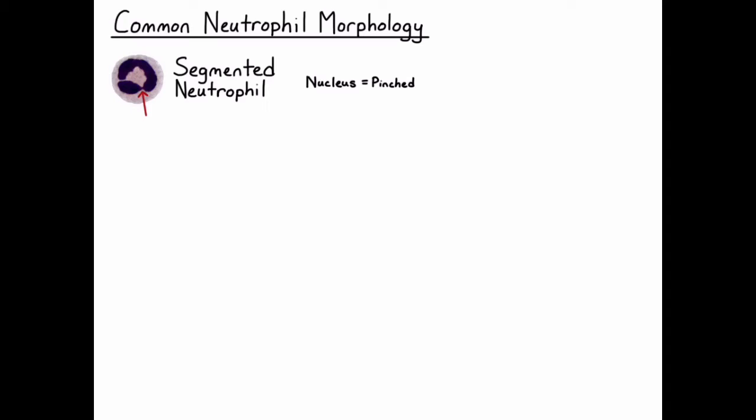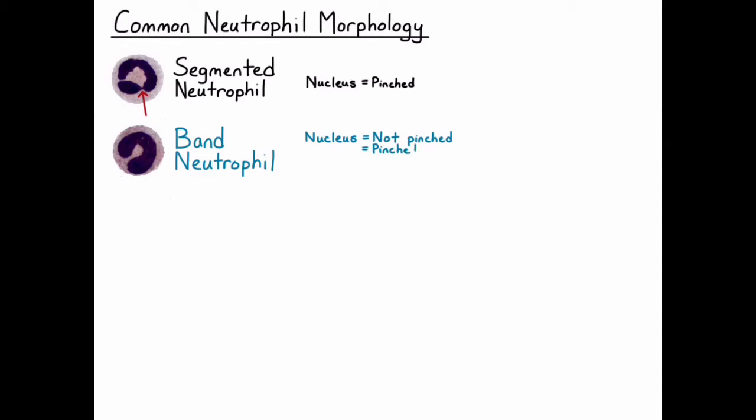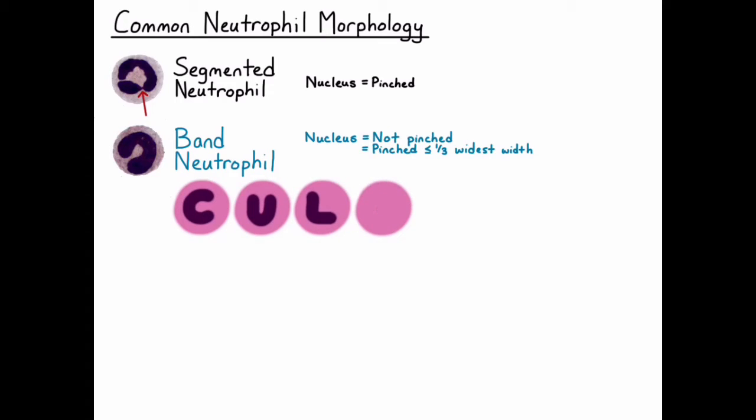The next neutrophil morphology I'm going to talk about is the band neutrophil. So unlike the segmented neutrophil, there are no pinches to the nucleus, or if there is a pinch, the pinch is less than or equal to 1/3 of the widest width of the nucleus. And I'm going to draw some pictures to better explain the pinched versus not pinched.